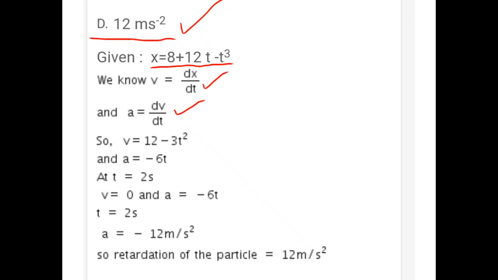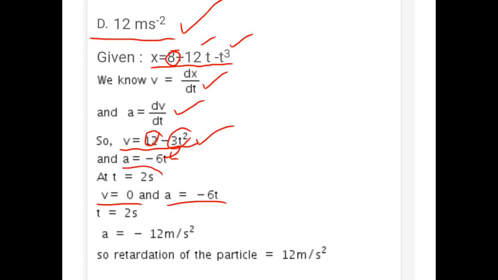So if I differentiate the first time, what I will get, v is equal to 12t minus 3t square, because 8 is constant, 12t becomes 12, t cubed becomes minus 3t square. In the next step, if I differentiate again, 12 is a number, 3t square will become 6t. So I have given v is equal to 0, and already we know a is equal to minus 6t.